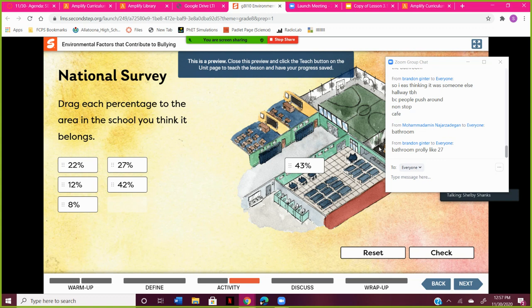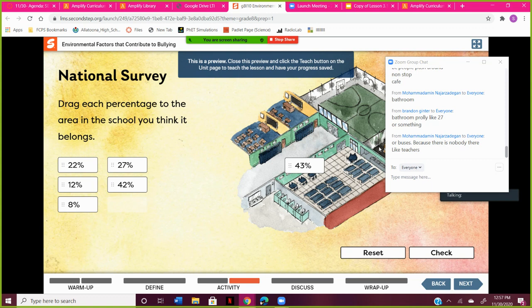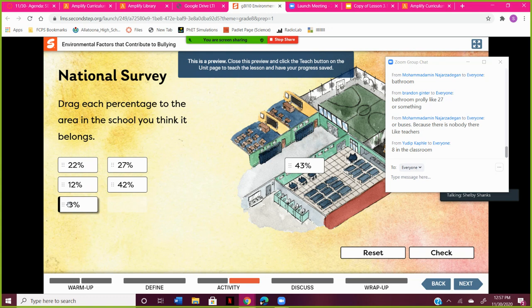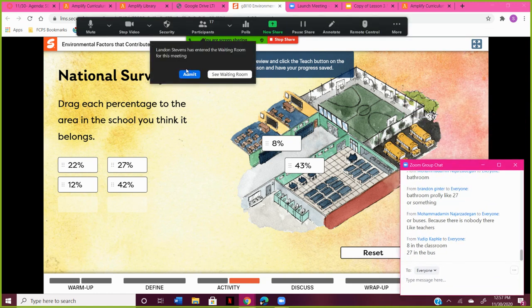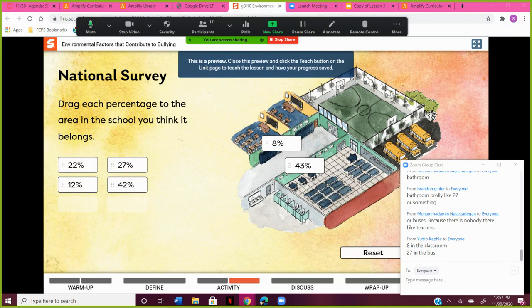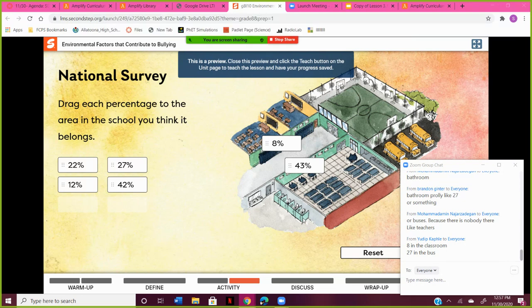Brandon thinks that the bathroom is like 27 and the cafeteria is the 42. All right, you say buses because there's nobody there. Yeah, like teachers. All right, we think the classroom is the least. Let's do that. We can go with the least amount is the classroom. All right, so I either saw the cafeteria or the bathroom is next. Cafeteria or the bathroom, which one is 42?